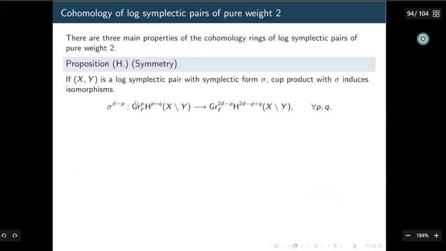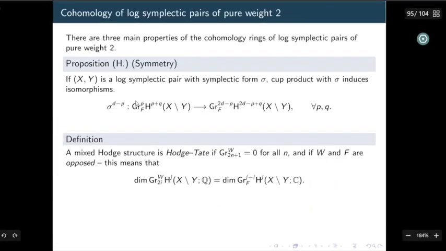So this is a basic thing. Okay, this is fine. A more interesting thing is the following. We say that a mixed Hodge structure is Hodge-Tate if, first of all, the odd weight graded pieces all vanish, and the weight and Hodge filtrations are opposed. This means specifically that you can identify the dimensions of the weight graded pieces with dimensions of Hodge graded pieces.